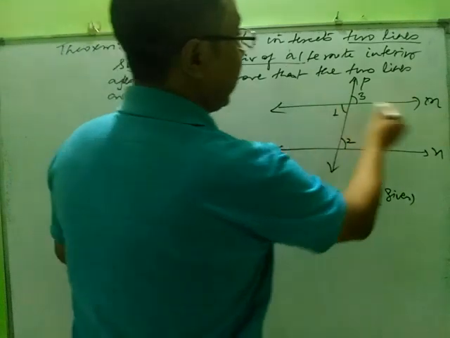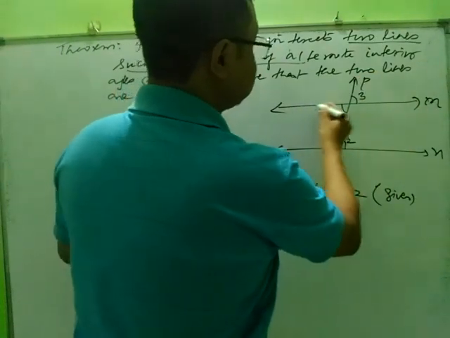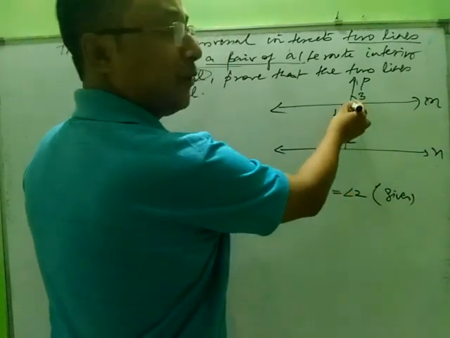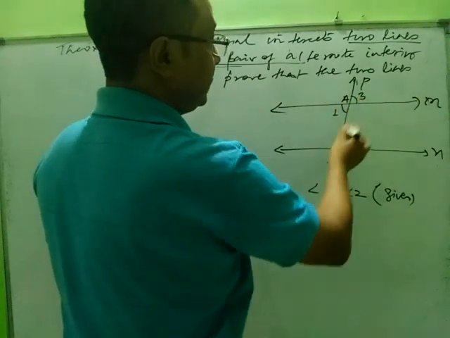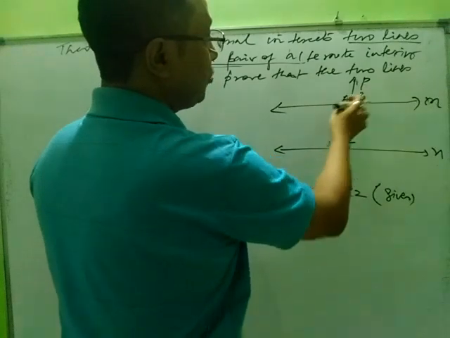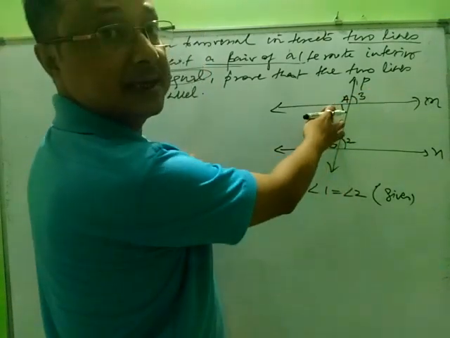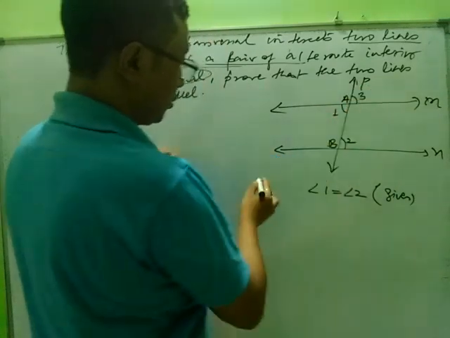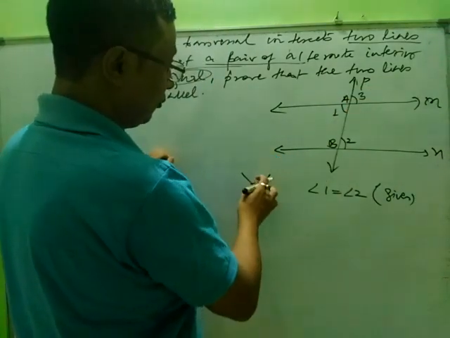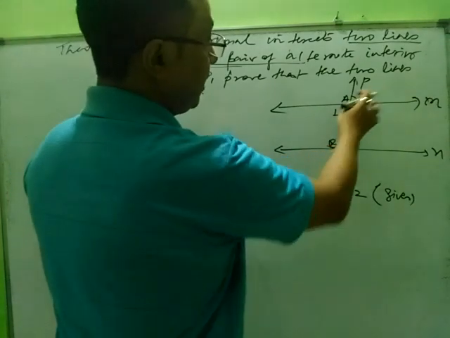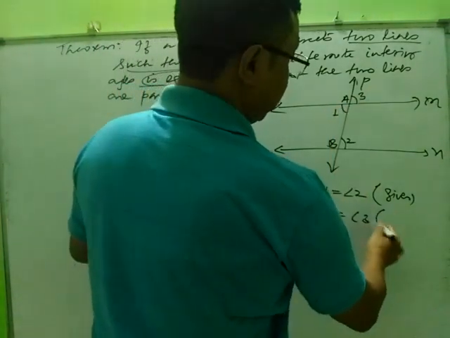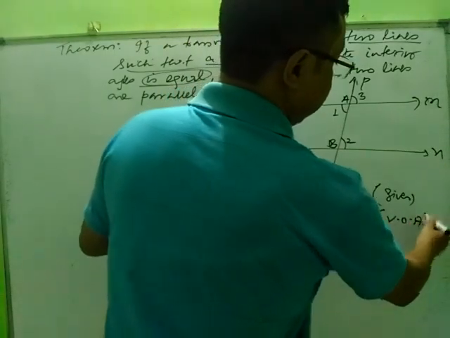Next, the line M and the line B meet at this point. Say this is point A, this is point B. Now these two angles are equal. Why? Because they form a pair of vertically opposite angles. They are always equal. So angle 1 equals angle 3, vertically opposite angles.